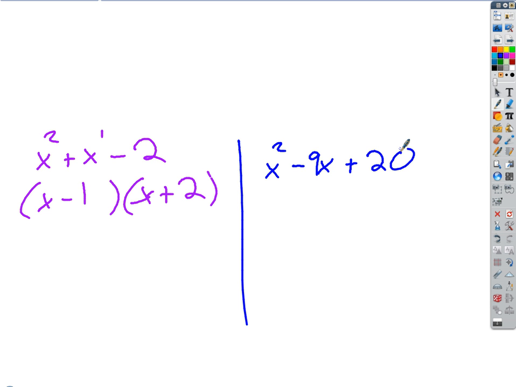Okay, is it still quadratic if I do this? Yes. What's A? 1. What's B? -9. What's C? 20. What's the something? Y. So it's a quadratic pattern where A is 1, B is -9, C is 20, and the variable, or the something, is y this time. And that one also does factor.